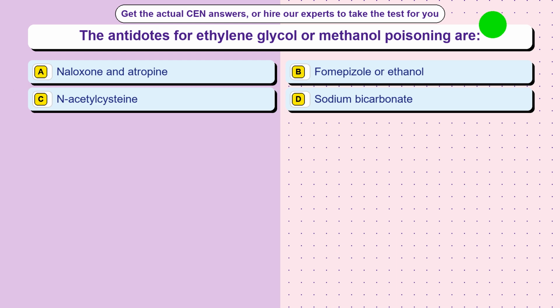Question 45. The antidotes for ethylene glycol or methanol poisoning are: Option A, naloxone and atropine. Option B, fomepizole or ethanol. Option C, N-acetylcysteine. Option D, sodium bicarbonate.